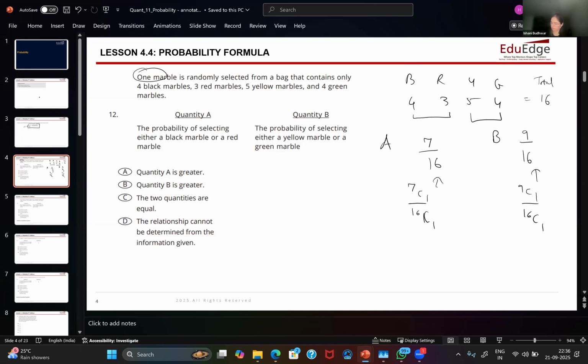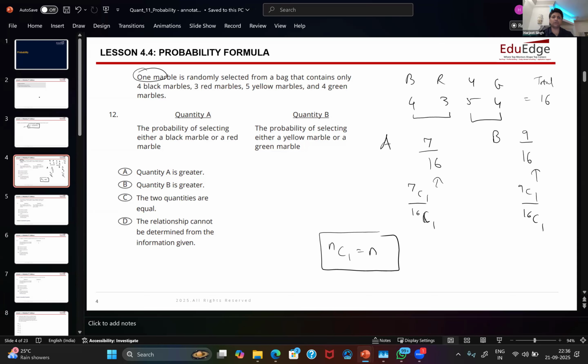What's 16C1? 16C1 combinations is 16. NC1 is equal to N. Oh, okay. Out of N, you're choosing one, basically.